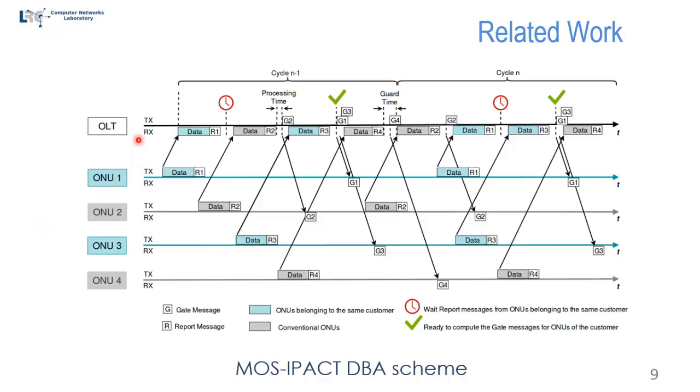In MOS IPAC, the OLT waits for the arrival of report messages from all ONUs of the same multi-ONU customer, in this image ONUs in blue, before issuing and sending the gate message to the corresponding ONUs. In this way, the bandwidth of a multi-ONU customer can be distributed among all its ONUs. Conversely, if the report message comes from a traditional customer, a customer which has only one ONU in EPON, the gate message is issued and sent immediately.